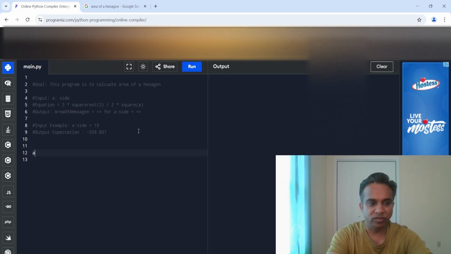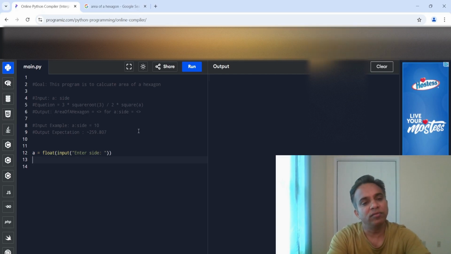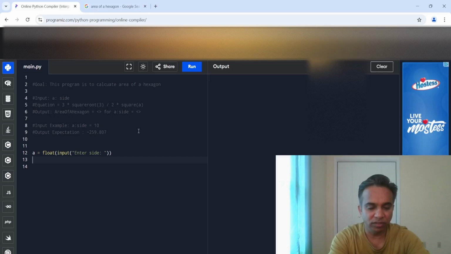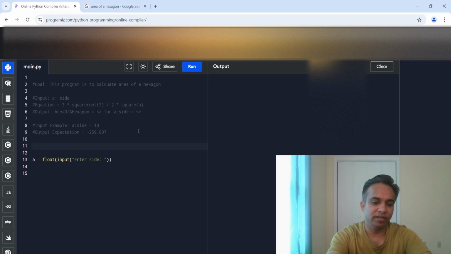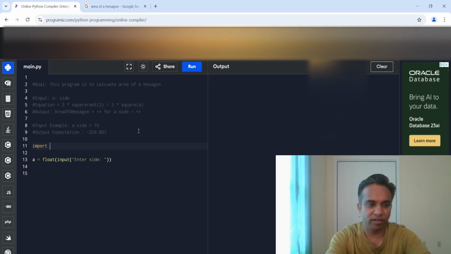The input is going to be a, is going to be float, input, enter the side. The equation. Now because we want to do square root, we'll have to use a library. That is nothing but your import math. That is the module we will have to use because square root is available with it.